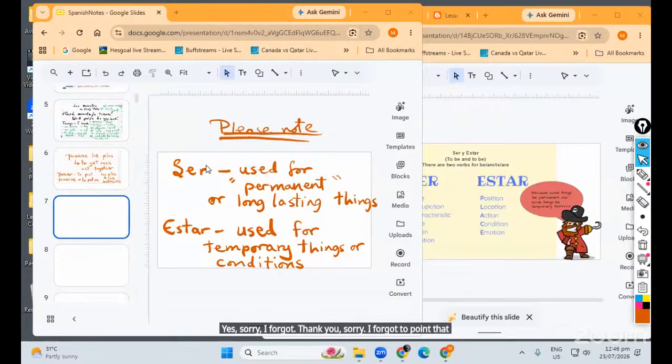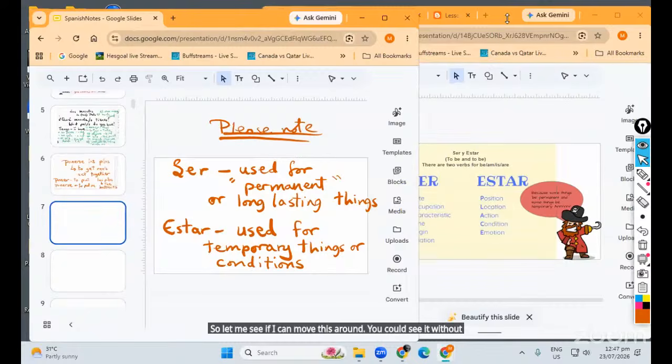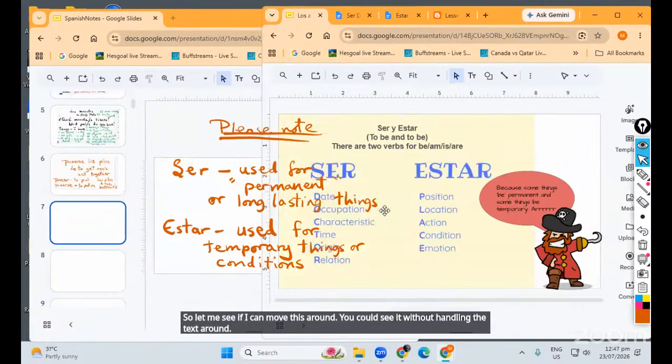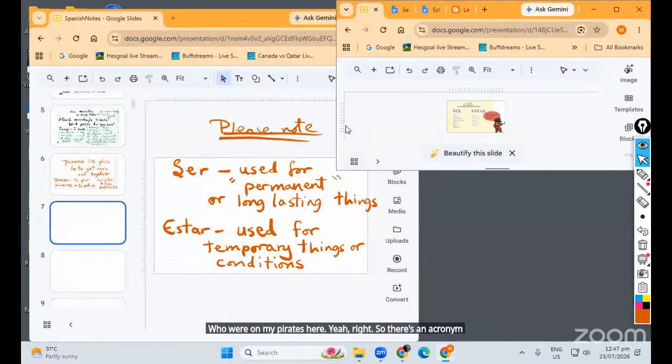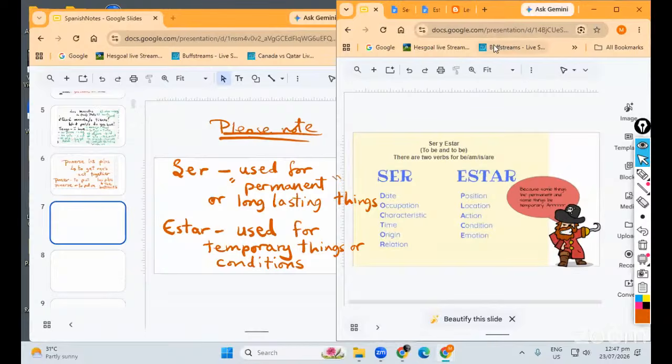The list that I showed you just now makes an acronym when you take the first letter of each word, right? So let me see if I can move this around. You could see it better if I move the text around. Move around my pirate here. Yeah, right. So there's an acronym, an abbreviation that makes a word.